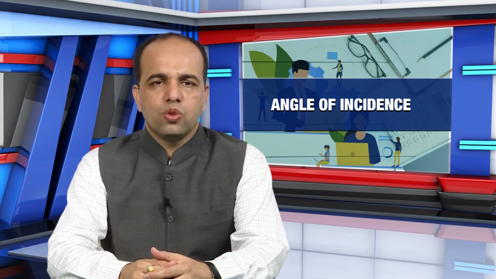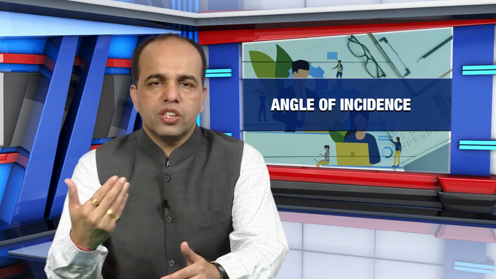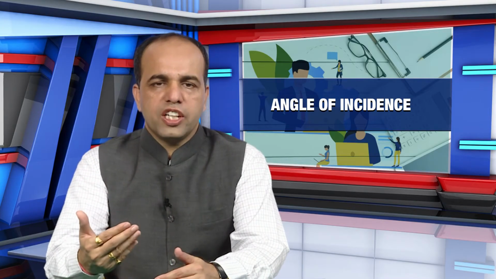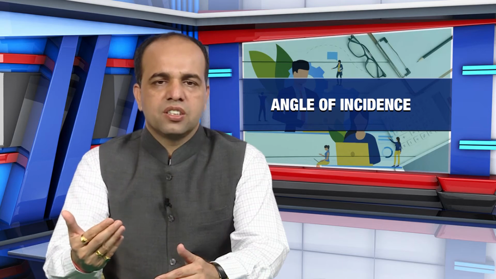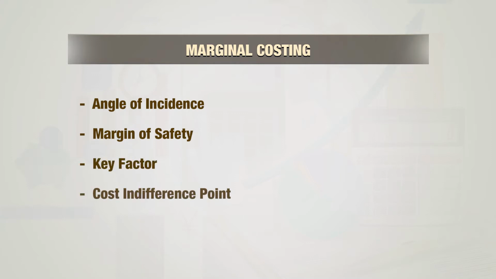Friends, we are going to learn marginal costing today. In the previous 3 modules, the following aspects of marginal costing were discussed: absorption costing, marginal costing, cost volume profit analysis, break-even point analysis. In the continuation of this discussion, the following aspects are yet to be discussed: angle of incidence, margin of safety, key factor, cost indifference point.